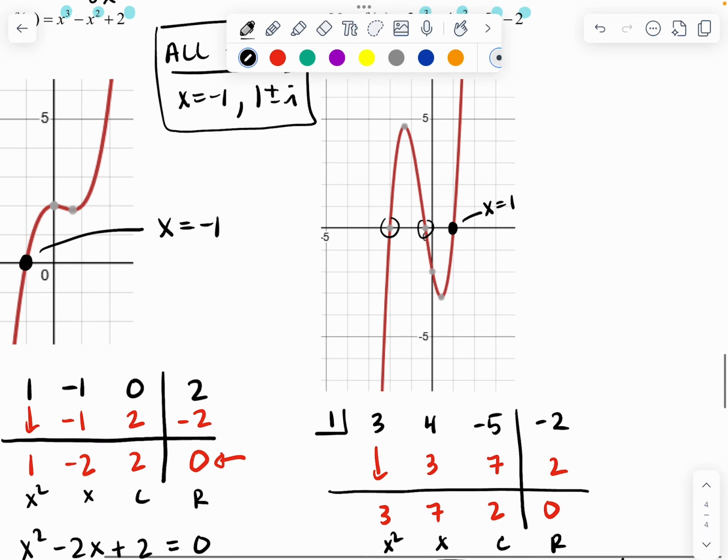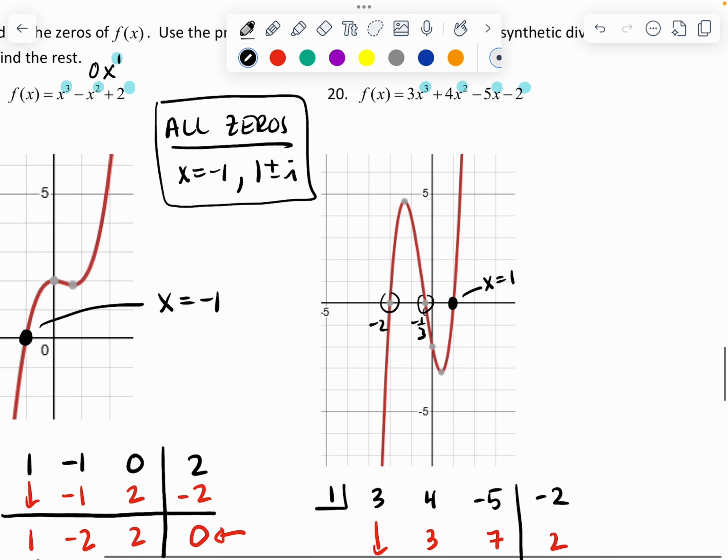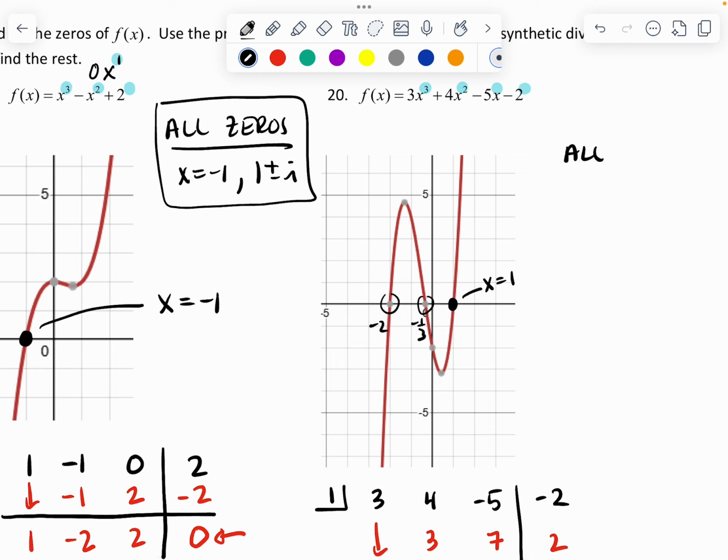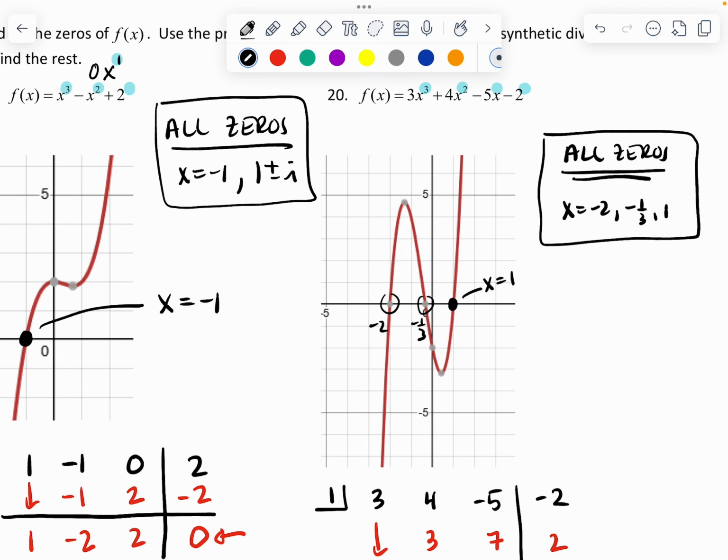And if you look, hey, that looks like it's probably at -2 and -1/3. So if you want to write out a list of all your zeros, it's going to be at x equals -2, -1/3, and 1. All right, there you have it.